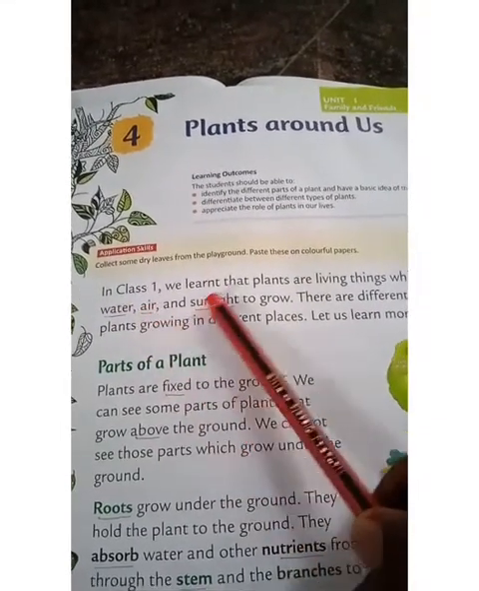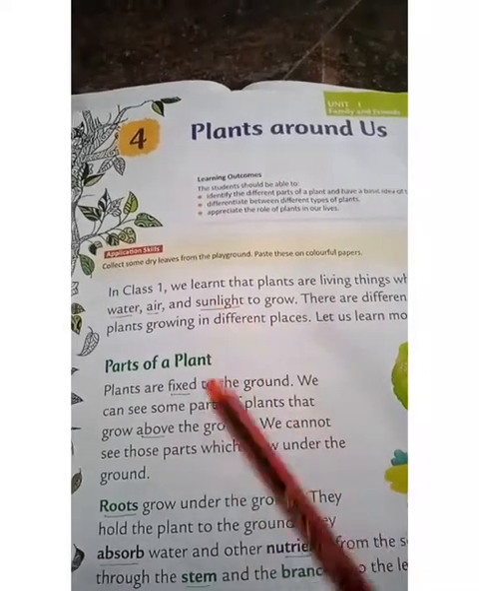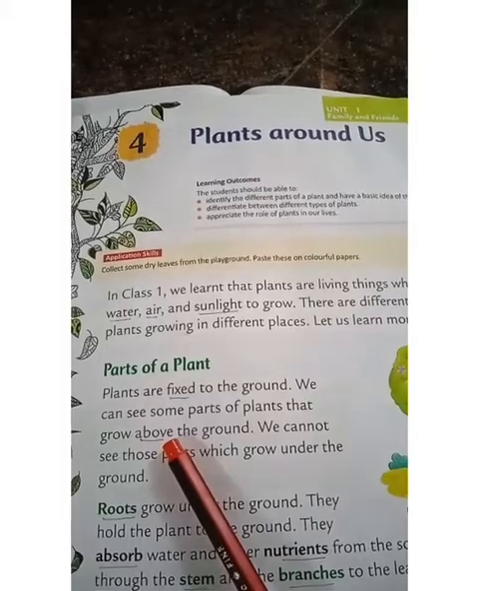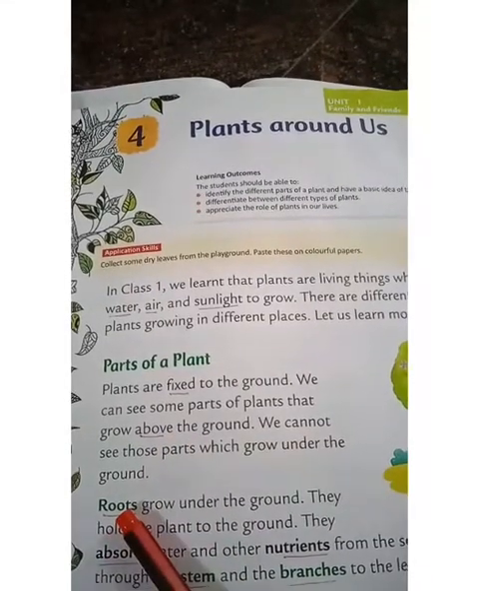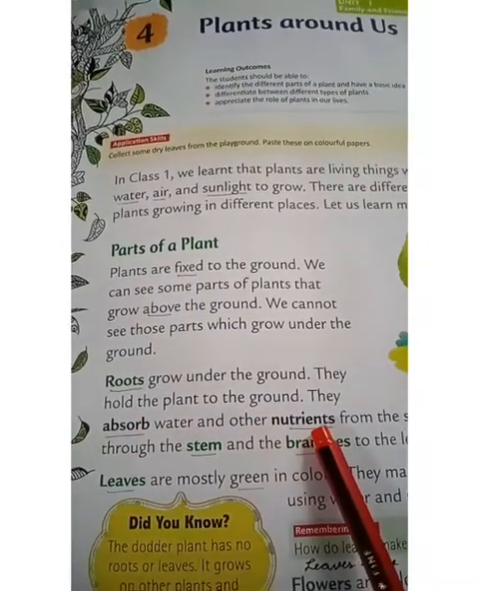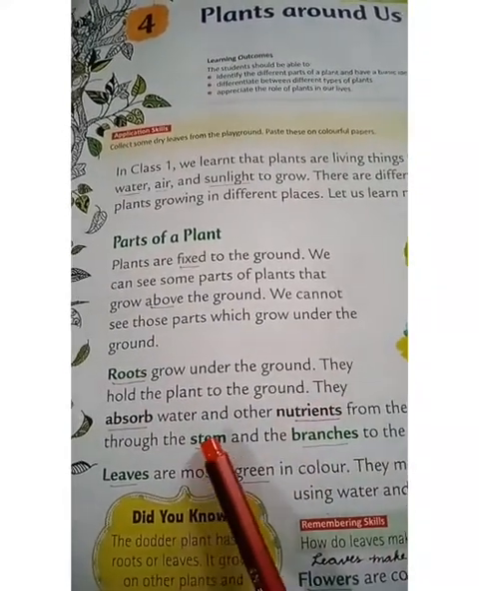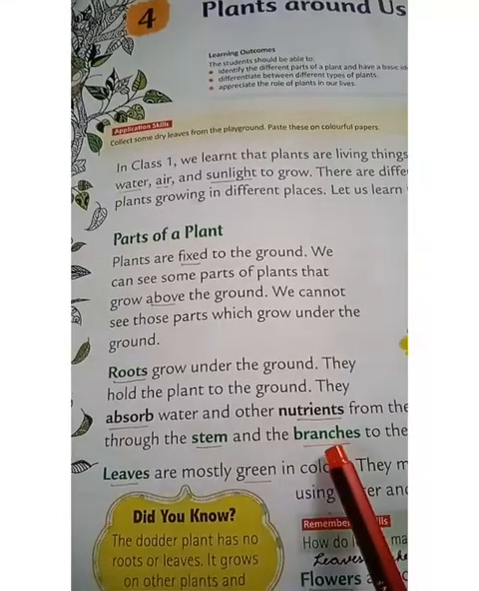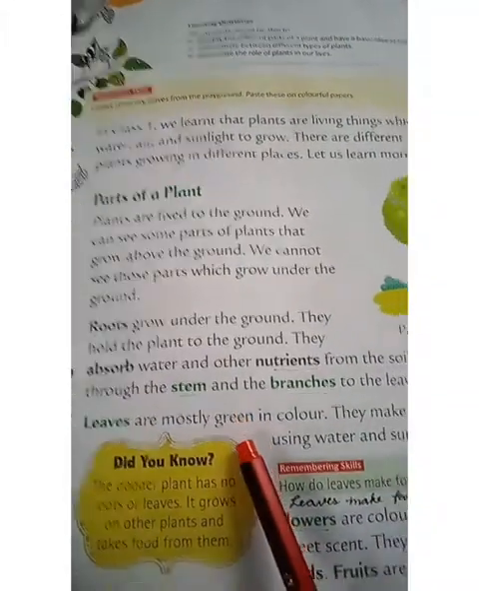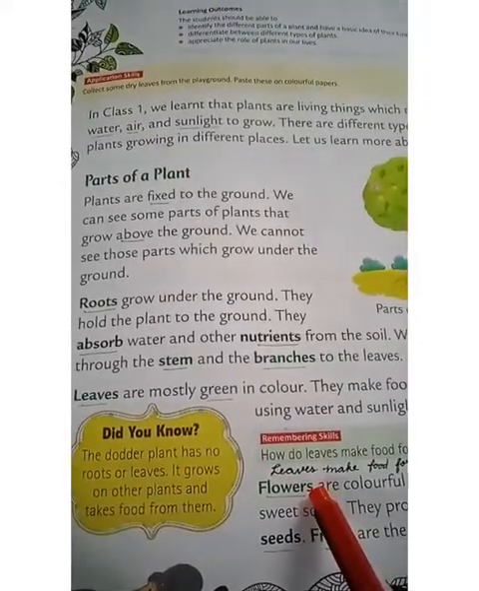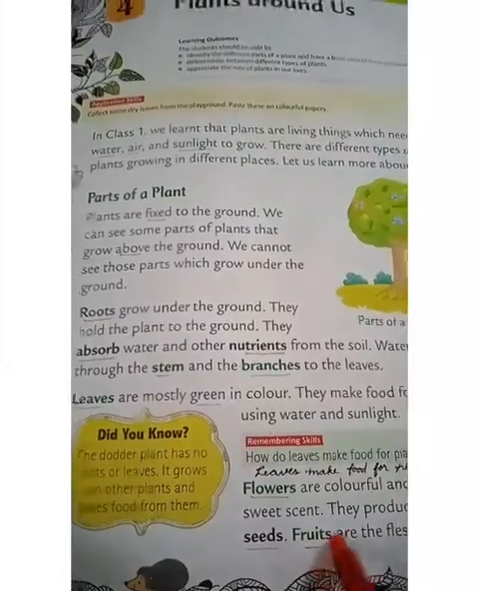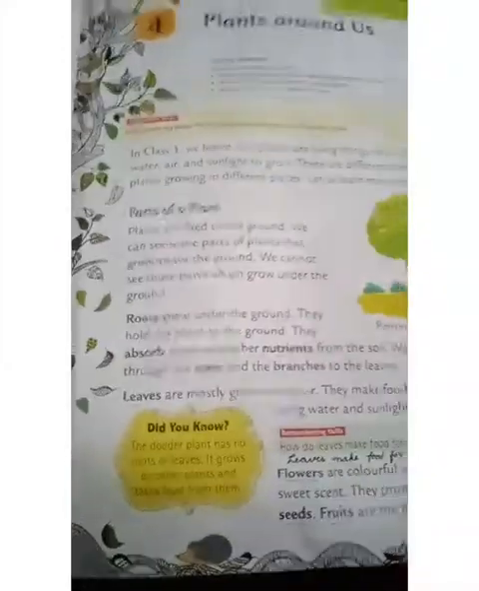Okay, then once again, this one: water, air, sunlight, fixed, above, roots, absorb, nutrients, stem, branches, leaves, green, flowers, seeds, fruits. Okay, ma? Did you understand?